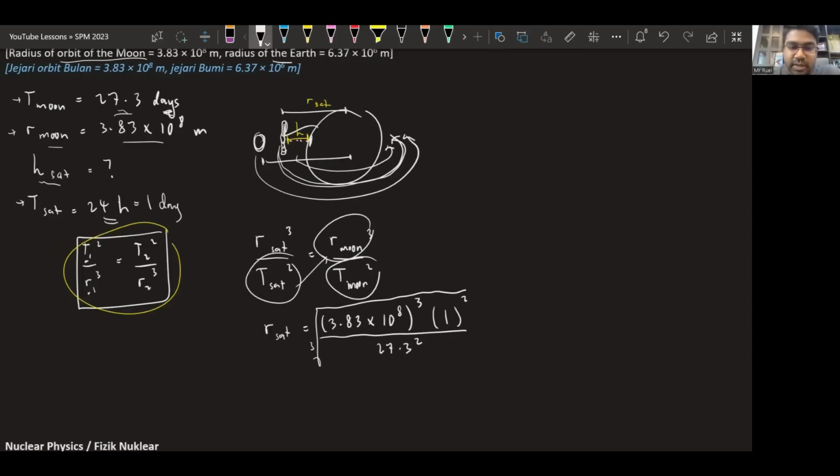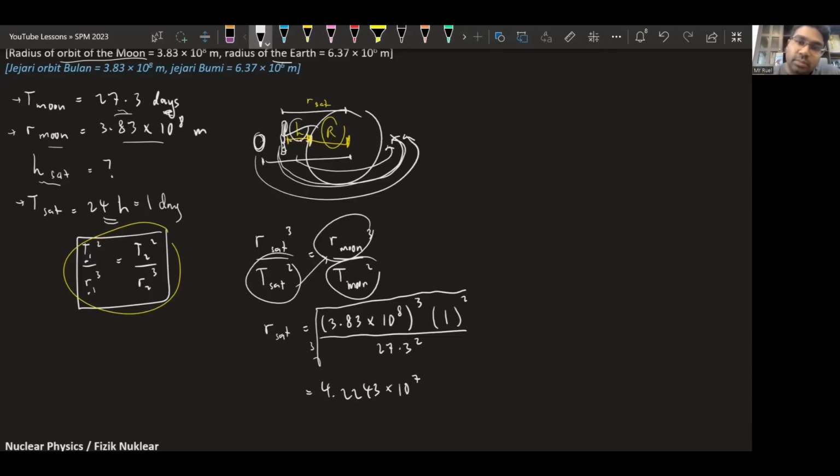So just use your calculator and you will get this value, which is 4.2243 times 10 to the power 7. Now, of course, we are not looking for the radius of the satellite. What we want is height. So what do we have to do? The radius of the satellite will be the height of the satellite plus the radius of the Earth. So we are going to subtract the radius of the Earth.